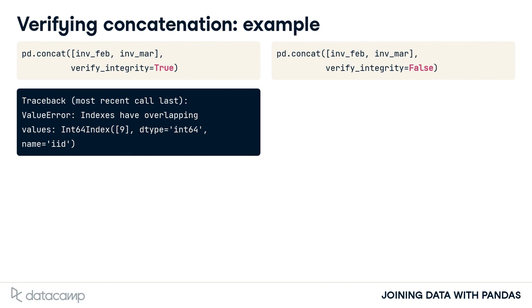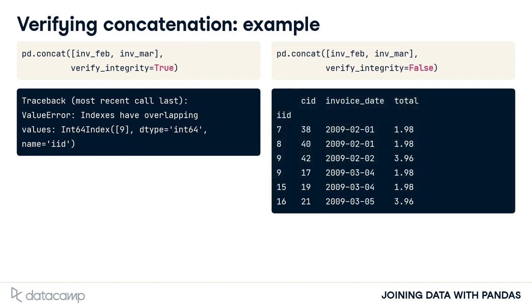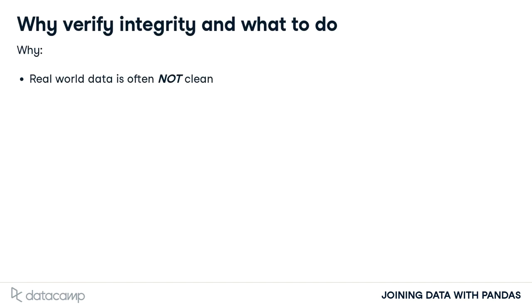Now, let's try to concatenate the two tables again with the verify integrity set to the default value of false. The concat method now returns a combined table with the invoice ID 9 repeated twice. Often, our data is not clean, and it may not always be evident if the data has the expected structure. Therefore, verifying this structure is useful, saving us from having a mean skewed by duplicate values or creating inaccurate plots.